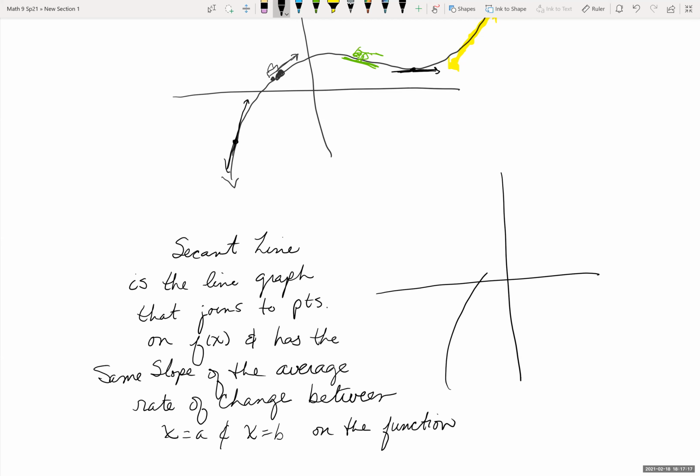Okay, so if we had some graph and we wanted to find the secant line between a and b, let's say a was here, b's out here, we would look at these 2 points on our graph, we would join the 2 points and make a line. And then in here, this line is called the secant line.